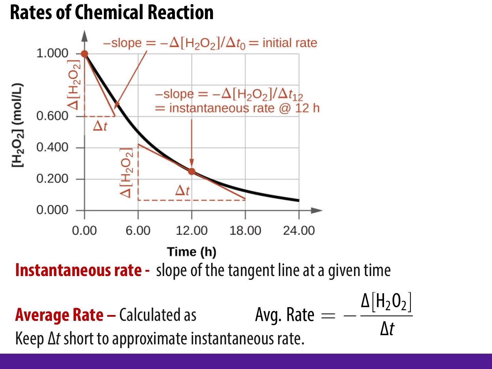When we're doing this in lab, say when we're doing the kinetics experiment that you have performed or will perform shortly, what we want to do is keep the change in time interval that we're measuring pretty short so we get a good approximation of that instantaneous rate.